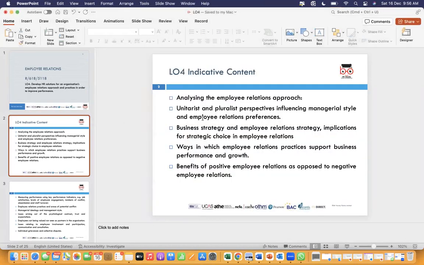So today we're going to quickly go through this, again a shorter presentation. We'll look at how you analyze how to approach employee relations. There are so many ER issues that come up, so how do you manage them? It also depends on the style of management that you're using.